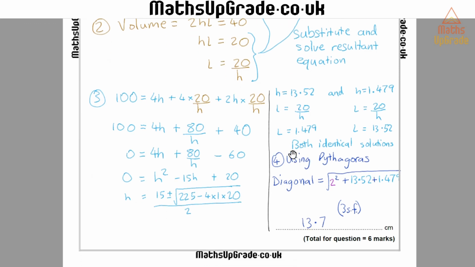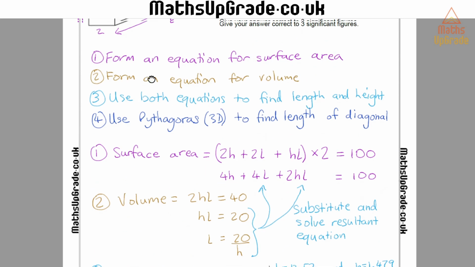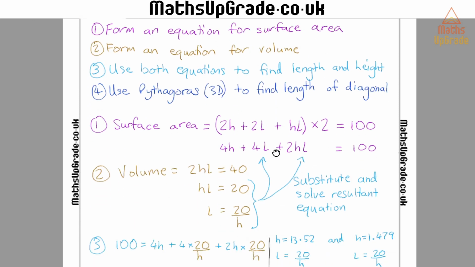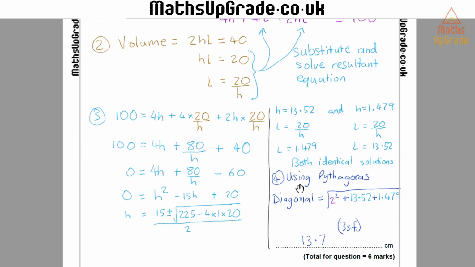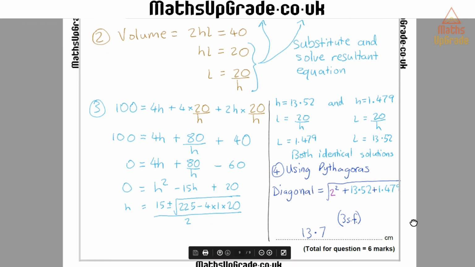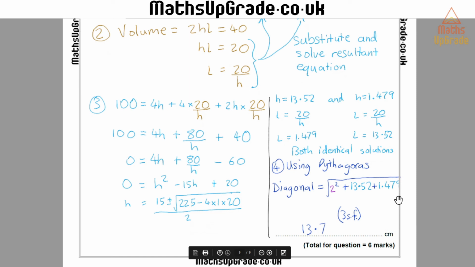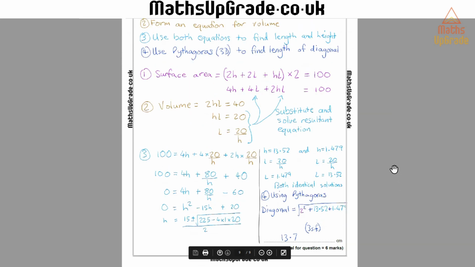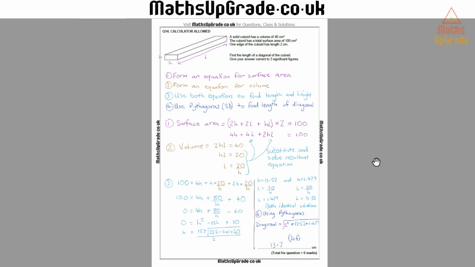Now what I need to do, since I know all the edge lengths now, is use Pythagoras in 3D to find the length of that diagonal. And that is given by the length squared plus the height squared plus the width squared, all square rooted, to 3 significant figures. That's 13.7 centimeters. The entire question there is worth 6 marks. It was a tough question.